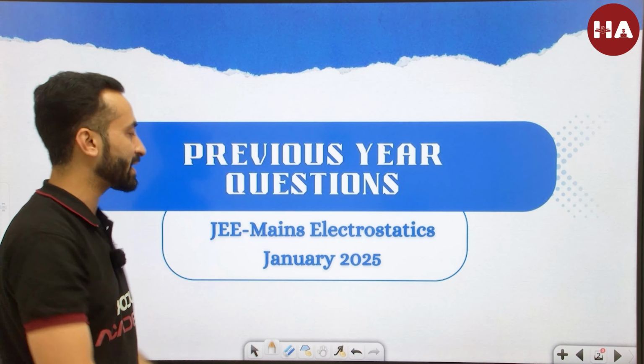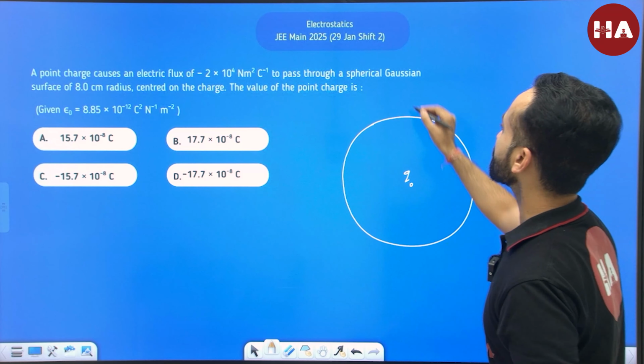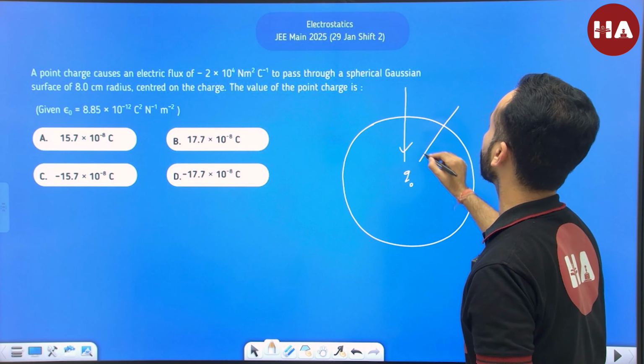A point charge causes an electric flux of -2 into 10 raised to the power 4 Newton meter square per coulomb to pass through a spherical Gaussian surface of 8 centimeter radius centered on the charge. The value of the point charge is, okay, so can't get easier than this. This is a Gaussian spherical surface and there is a charge centered at the sphere. Okay, the flux is given to be a negative of this much.